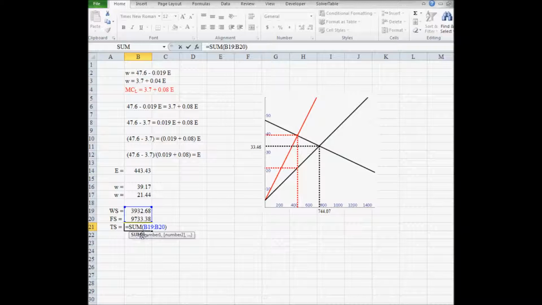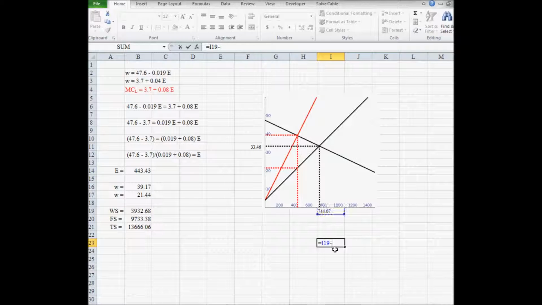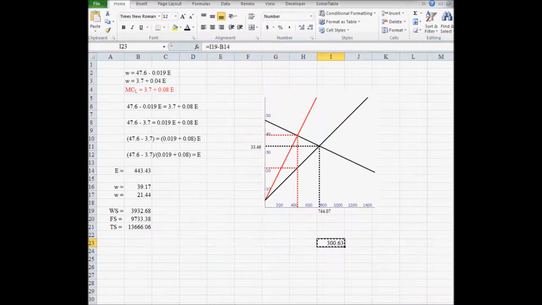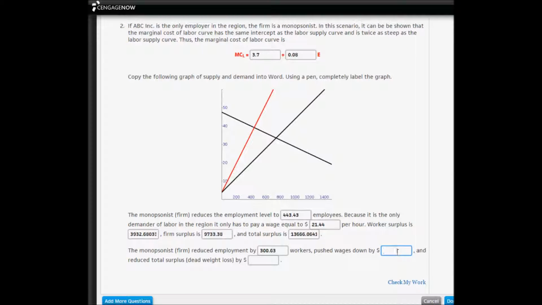Total surplus is the sum of worker surplus and firm surplus, 13,666.06. Thus, the monopsonist reduced employment by, to calculate the employment change, we take what it was in the competitive market and subtract off the employment level in the monopsonist market, which is 300.63. This pushed the wage down from this value down to that value. So we have to calculate the difference in the wage. The difference in the wage is 33.46 minus the wage the monopsonist has to pay. 12.03 is the difference in those two wages. So wages fall by 12.03 if a competitive market is monopsonized.